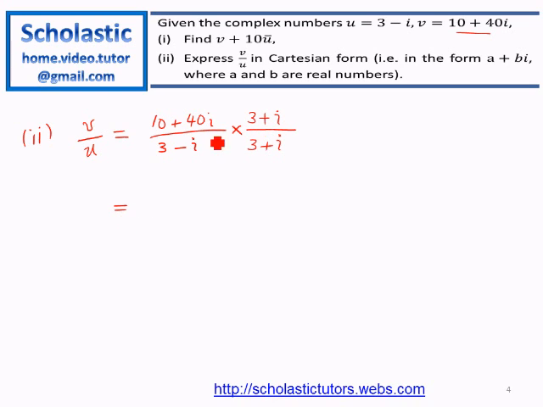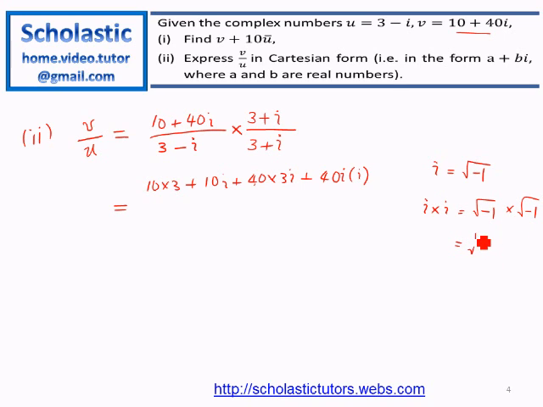So once you multiply, 10 times 3 is 30, plus 10 times i, and plus 40 times 3i, plus 40i times i. So you have to find out i squared now. i is equal to the square root of -1. If we multiply i by i, we get square root of -1 times square root of -1, which is equal to the square root of -1 to the power 2. So if you remove the square root, then you'll get i times i equals -1.